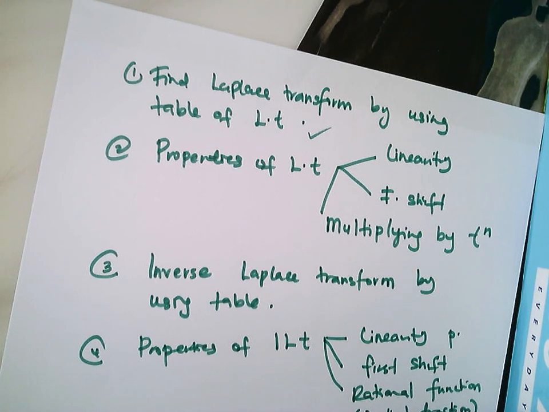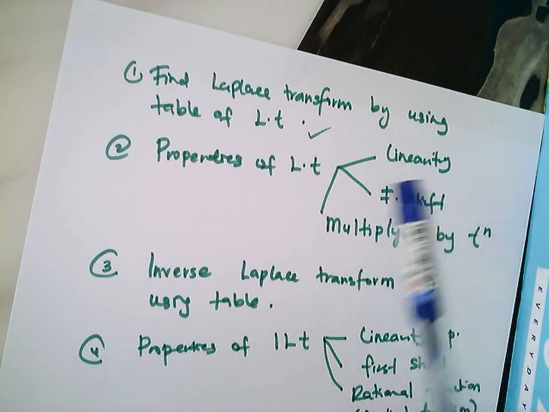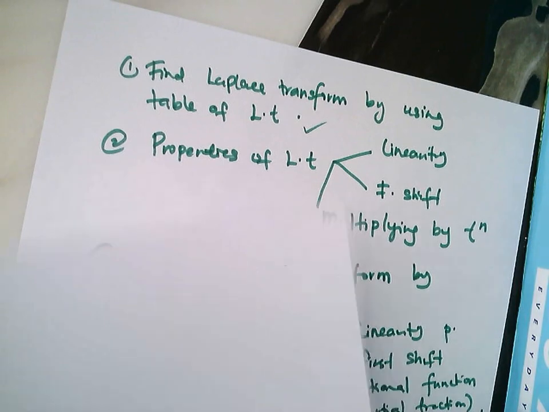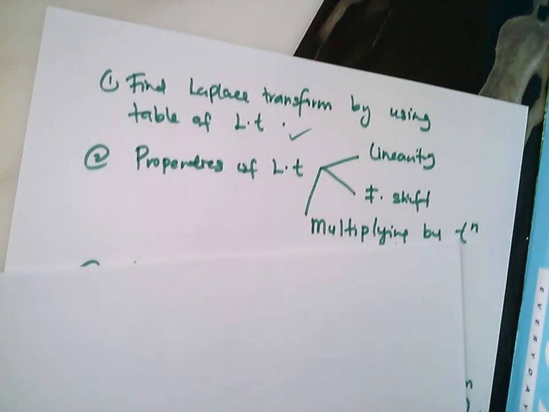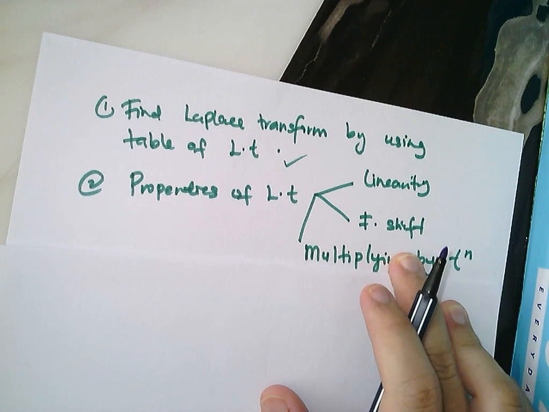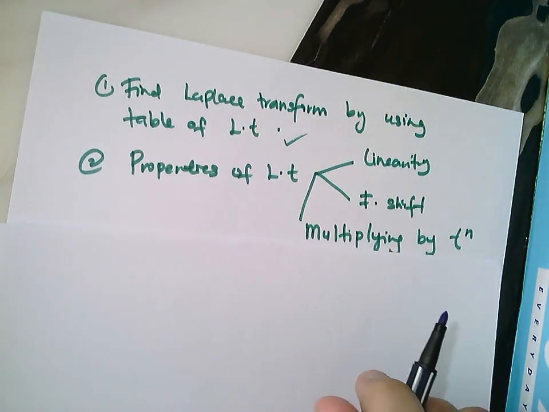In my previous video, I already explained to you the first property of Laplace transform, which is the linearity property. So let's recall that first before we proceed to the second property, which is the first shift property. So when will you apply the linearity property? When you have more than one function.